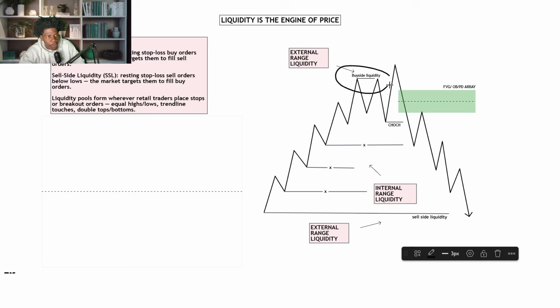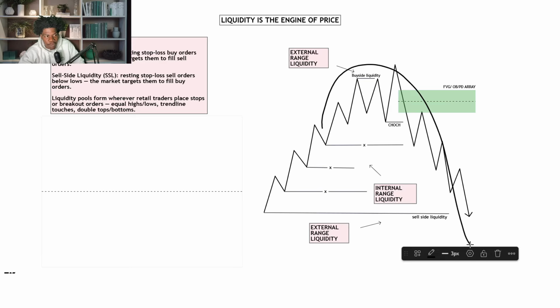Let's look at this right here. What can we label this? This is an equal high, also a buy side liquidity, also an external range liquidity. Everything is outside of the range, right? The range is from this old low to this old high. Everything outside of the range is external range liquidity, and everything inside of the range, we call that internal range liquidity lows or internal range liquidity highs.